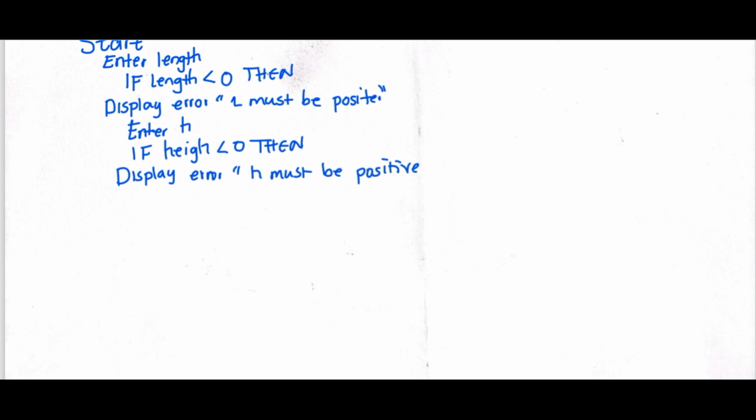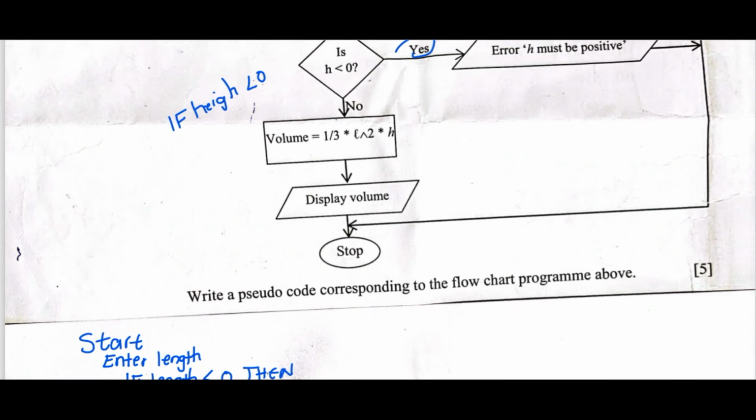By now we have the concept. So say or else, and I forgot else, so I need to have the word else here. Else enter. Now let's go back to our diagram. So else is here. There is nothing like enter, so we just have to look at the formula. You see, volume is equal to 1/3 times length squared times height.